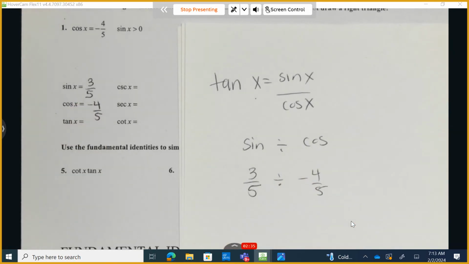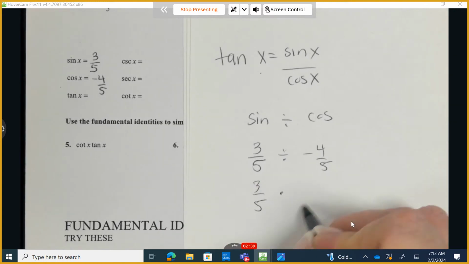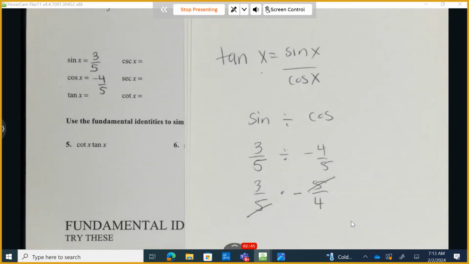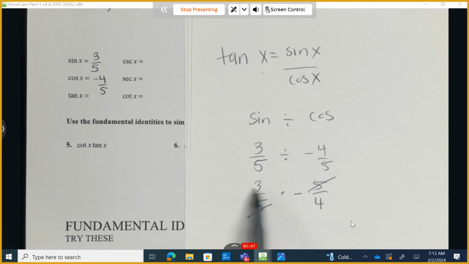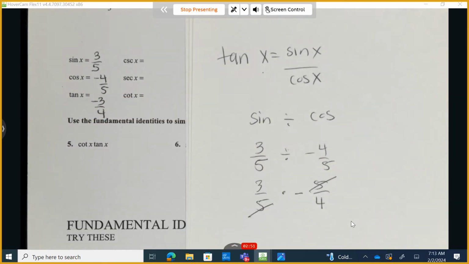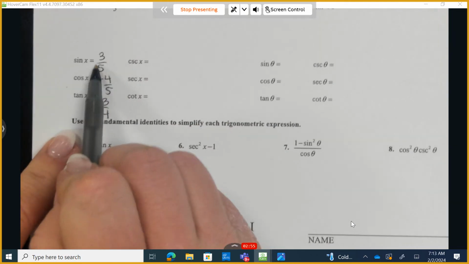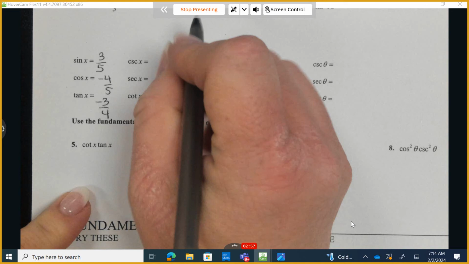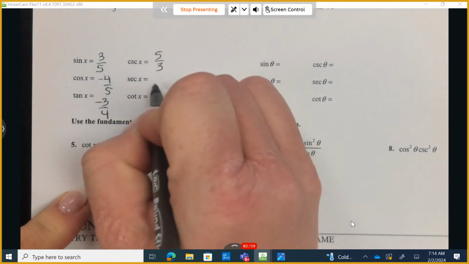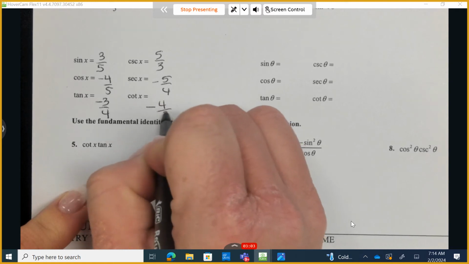And this will achieve what the tangent is. When I divide fractions, I turn division into multiplying, and I have times a negative 5/4. The 5s are going to reduce down to 1, and I have a negative 3/4. Negative 3/4. So how do I find the cosecant, secant, and cotangent? It's just the reciprocals of the 3 primary trig functions: 5/3, negative 5/4, and negative 4/3.